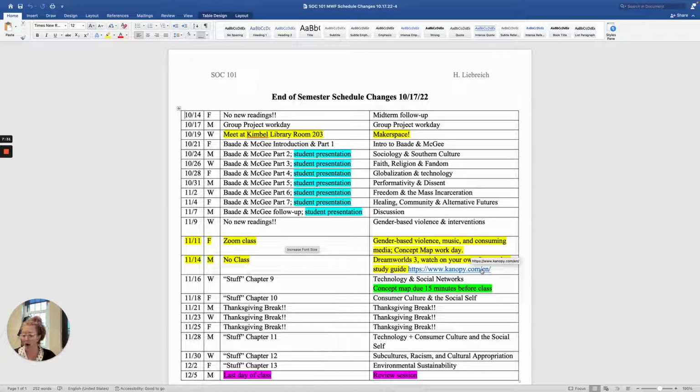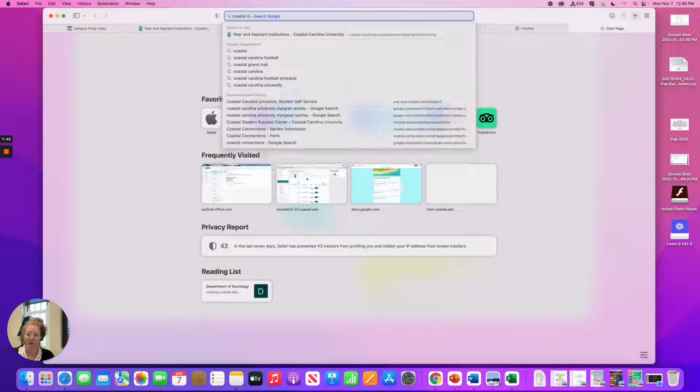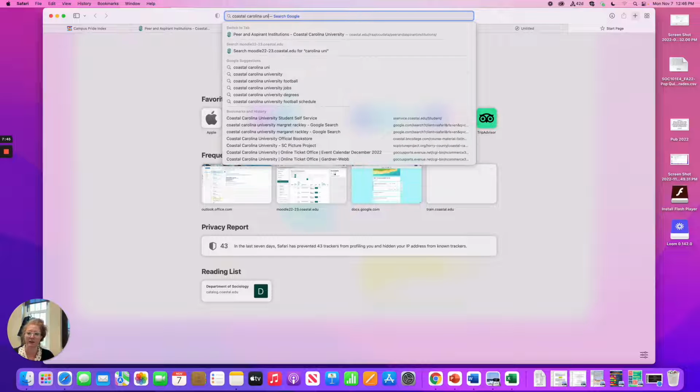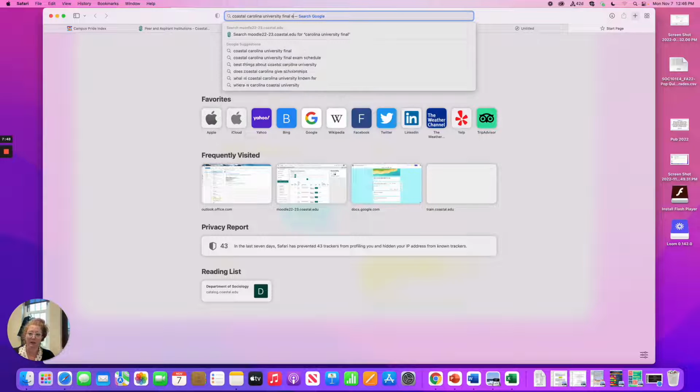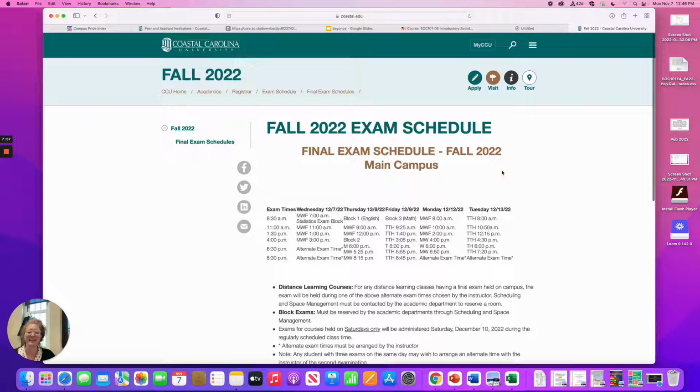Just as a reminder, I have made an executive decision about our final exam. So, if you recall, our final exam is, I don't have it with me, but actually what I'll do is I'll show you. If you Google Coastal Carolina University final exam schedule fall 2022, you can see I've looked this up before. This is what you'll find. And so you just go to, we meet Monday, Wednesday, Friday. Thank God it's not at 7 a.m. We meet at 11, which means that our exam time is 11 a.m.